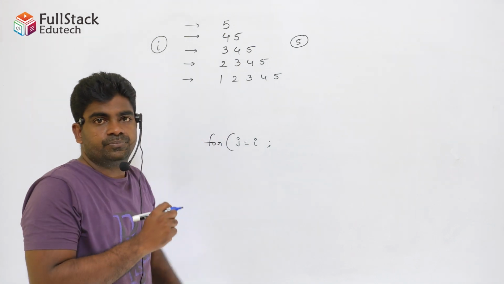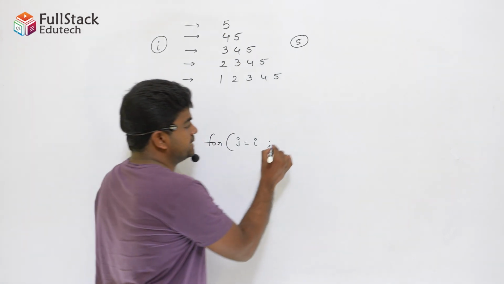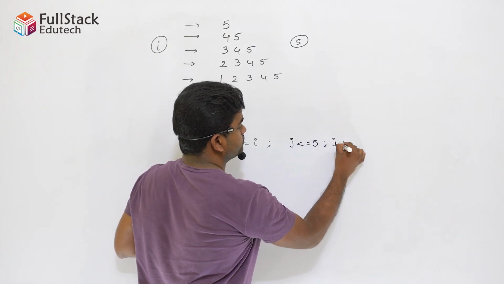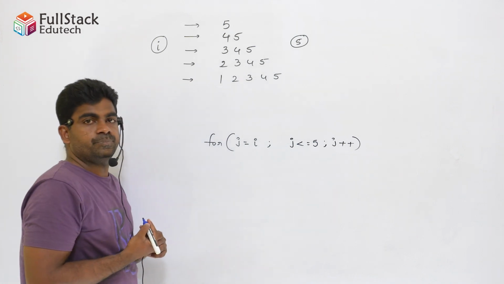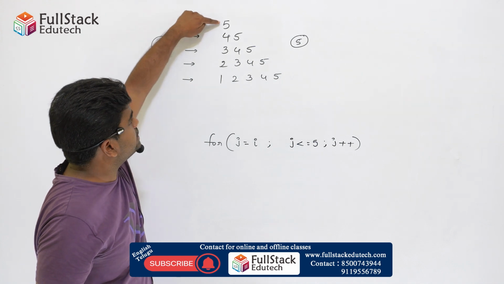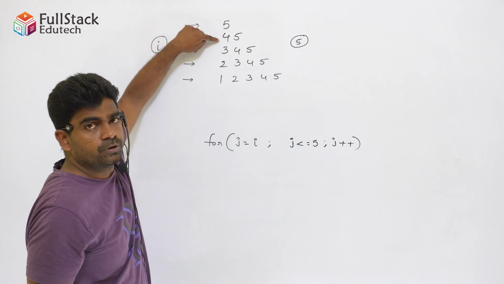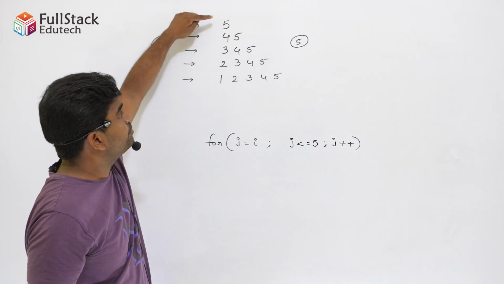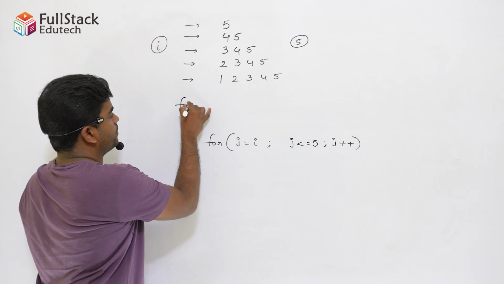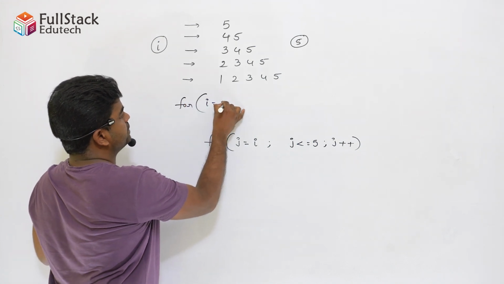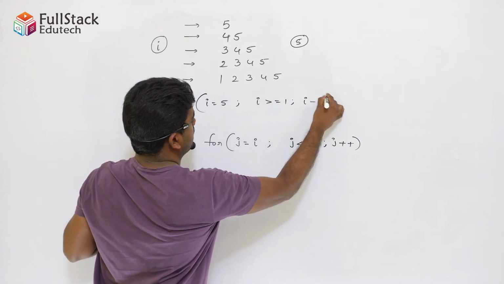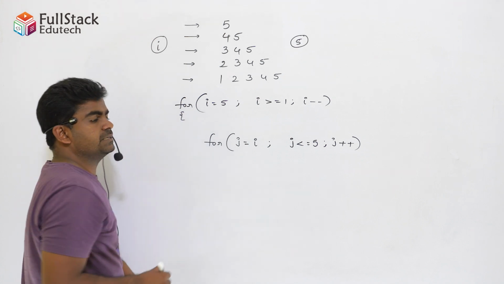to understand. In each row the values are increasing. So j less than or equals to 5, j plus plus. Now you need to consider what is i. i in the first row is 5, in the second row 4, in the third row 3. So 5, 4, 3, 2, 1. For i starting with 5, i greater than or equals to 1, i minus minus, that is.